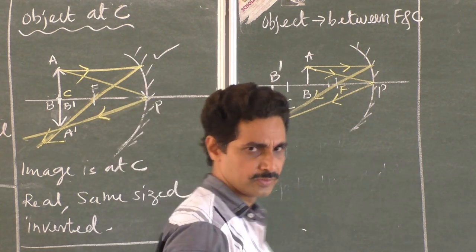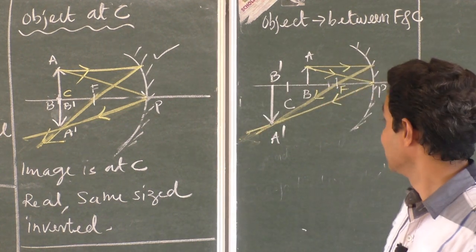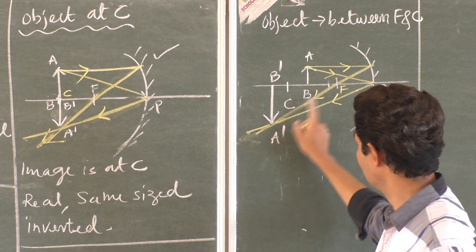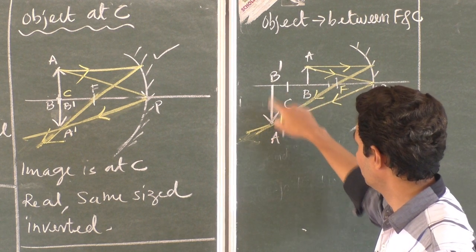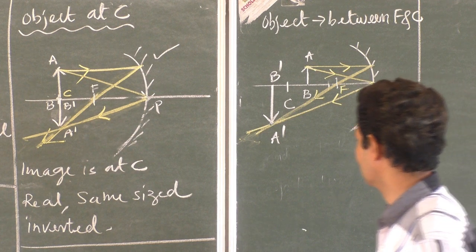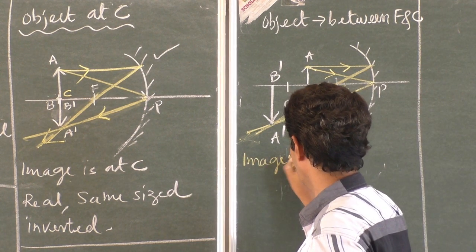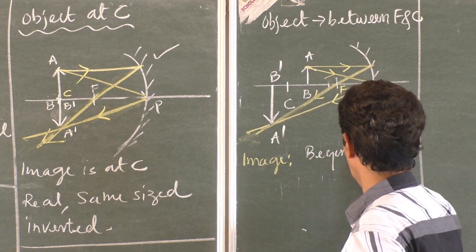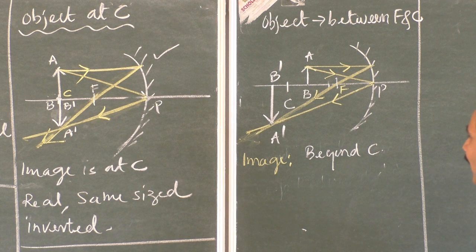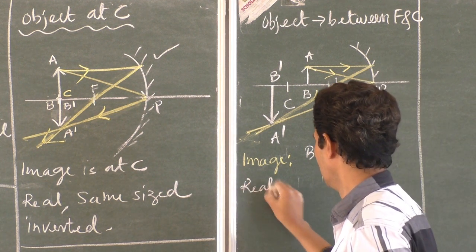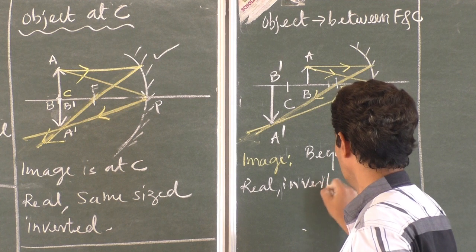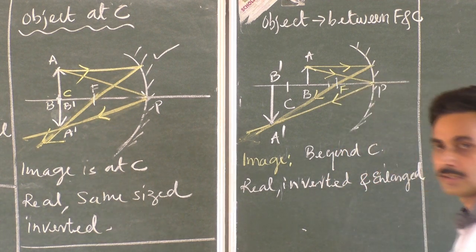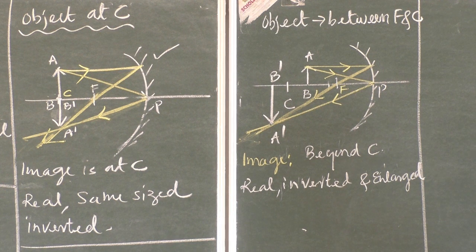So the same two rays of light: a ray of light incident parallel to the principal axis passes through the focus, another to the pole reflects in such a way that it meets the previous ray, and both of them form the image here. So what type of image? The image is beyond C, and it is real, inverted and enlarged. A real, inverted and enlarged image is formed beyond C.